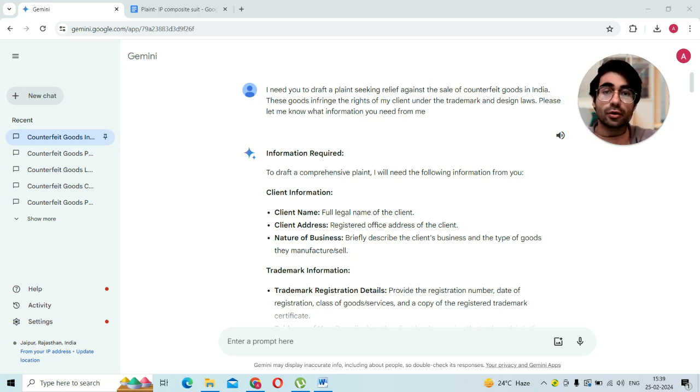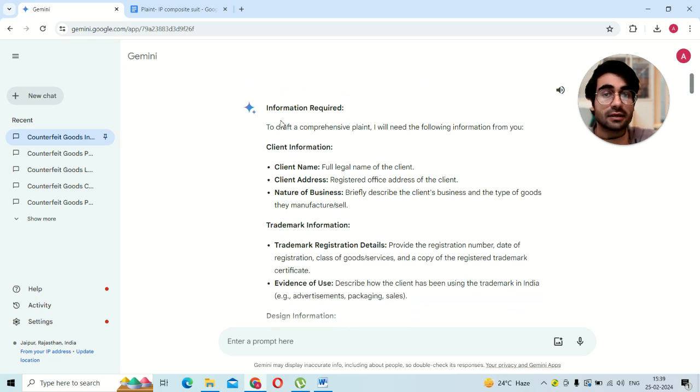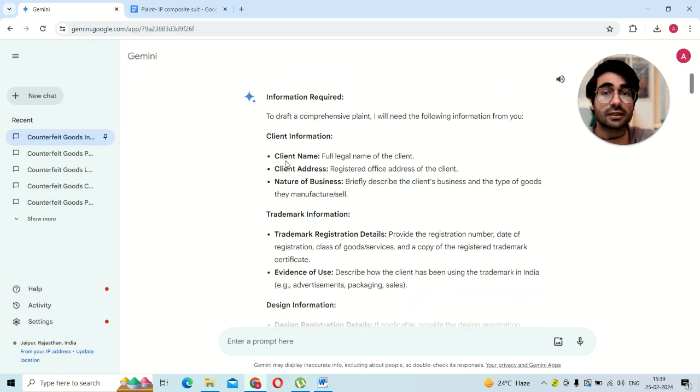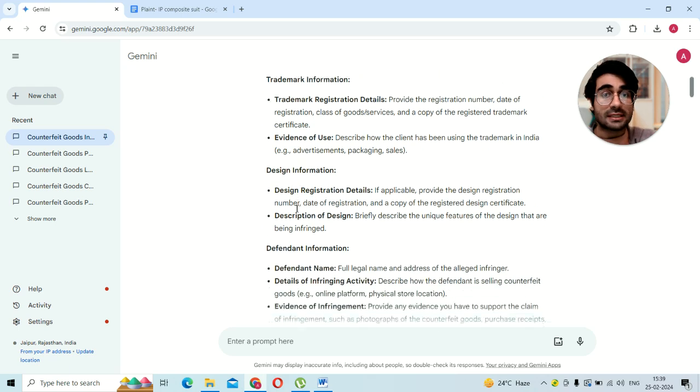So I have Bard over here, and I gave some specific prompts to Bard. Firstly, I asked it to draft a plaint seeking relief against the sale of counterfeit goods in India. These goods infringe the rights of my client under the trademark and design laws. These are the two laws that I specifically mentioned. Please let me know what information you need from me. And then Bard got back to me with these requirements.